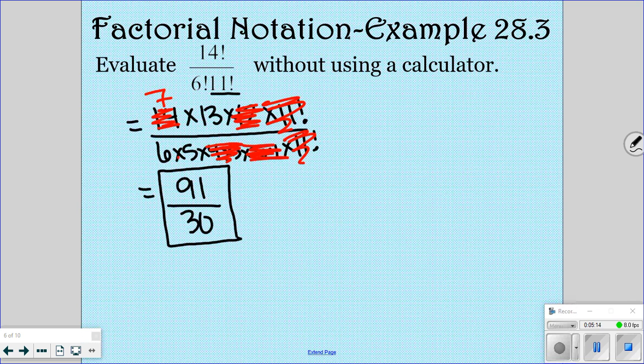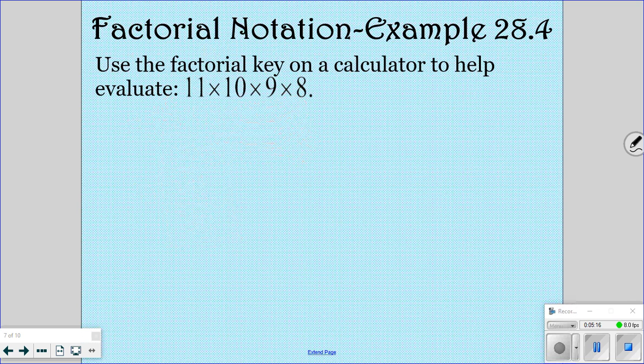Now we're going to look at one where we want to use the factorial key on the calculator to help us evaluate this. So 11 factorial is what we have, but we're missing the 7 all the way down to the 1. So if we divided by the 7 factorial, that would give us what's up here.